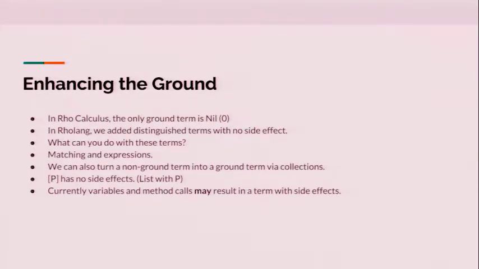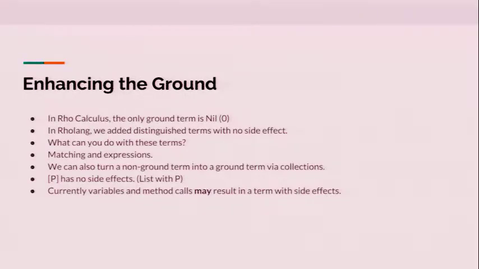So we can also turn processes into ground terms by putting them in a collection. If you have a list and you put it in parallel with something at the top level, the list has no side effects. But if you use either a match or a method call to pull out the contents of the list and then evaluate it, then that thing that you pulled out, you can put that in parallel and it will have side effects. So yeah, the list with one item has no side effects. Even if you were to unwrap it and put P in, then P would have side effects.